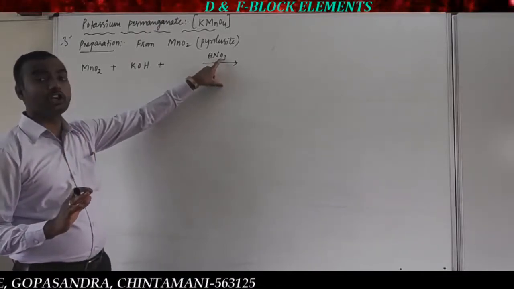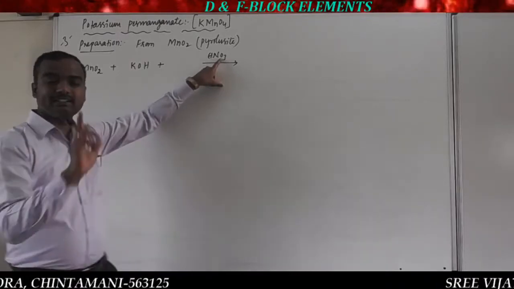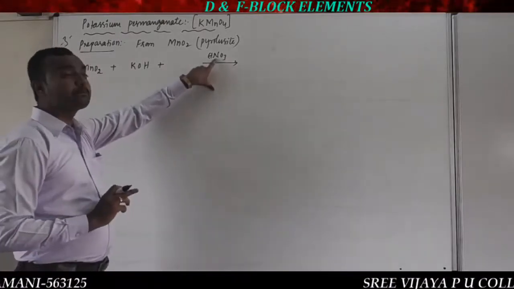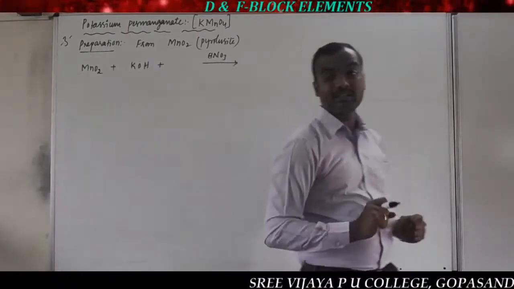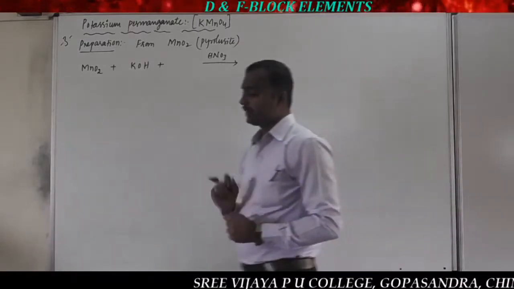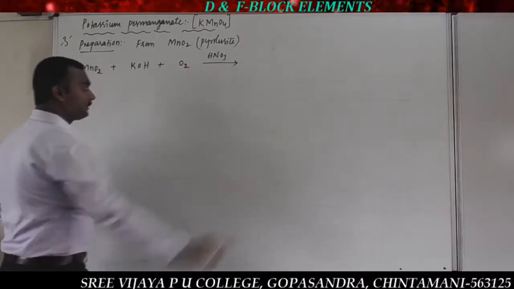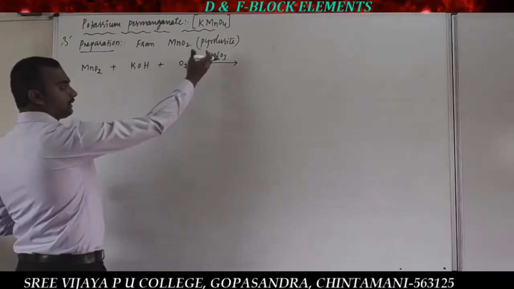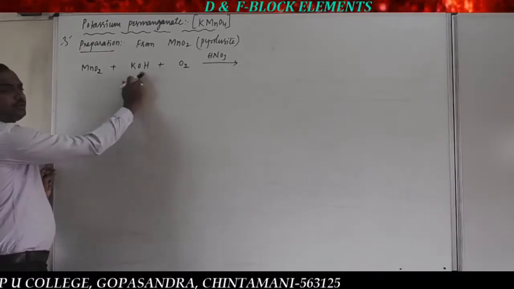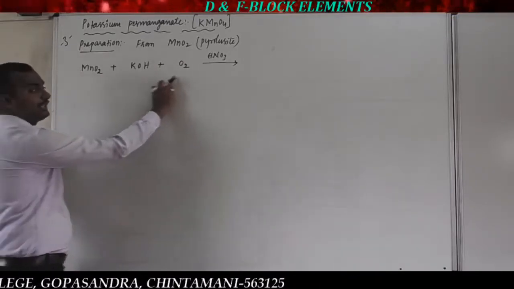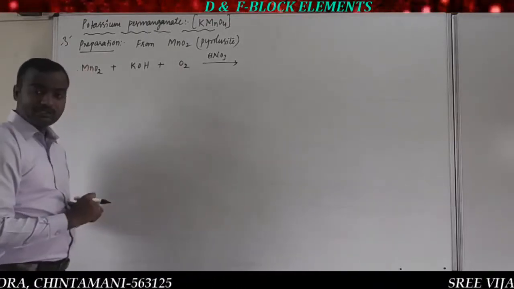So in the oxoacids of nitrogen, there is nitrous acid and nitric acid. So nitrogen has +5 as the highest oxidation state. Since it exhibits the highest oxidation state, it also acts as an oxidizing agent. HNO3 as the oxidizing agent provides the oxygen. That oxygen comes from the HNO3 oxidizing agent. So here MnO2 is fused with potassium hydroxide in the presence of the oxidizing agent HNO3, nitric acid.